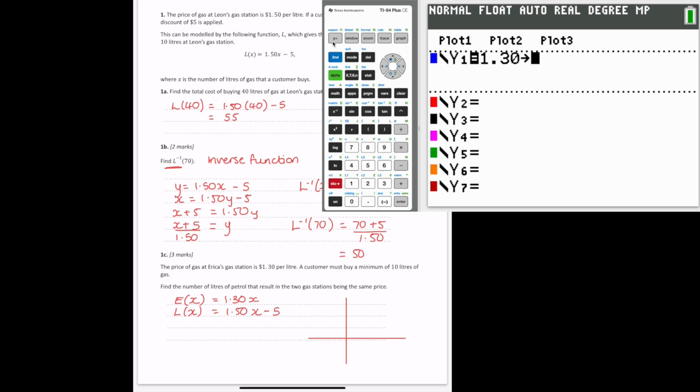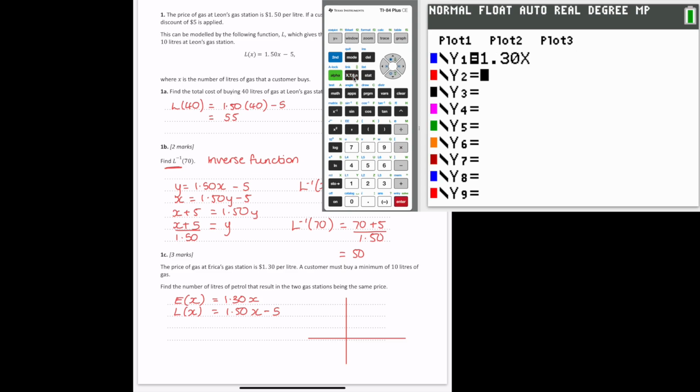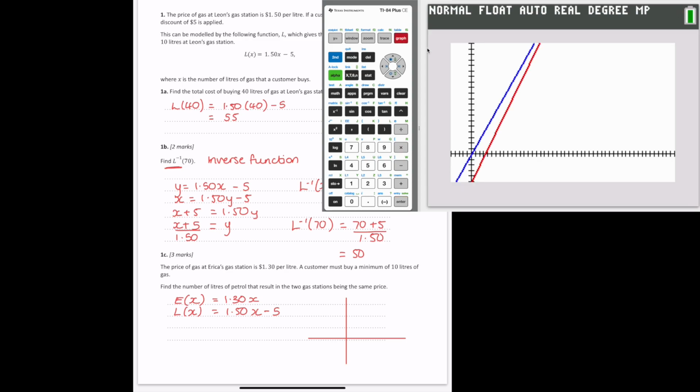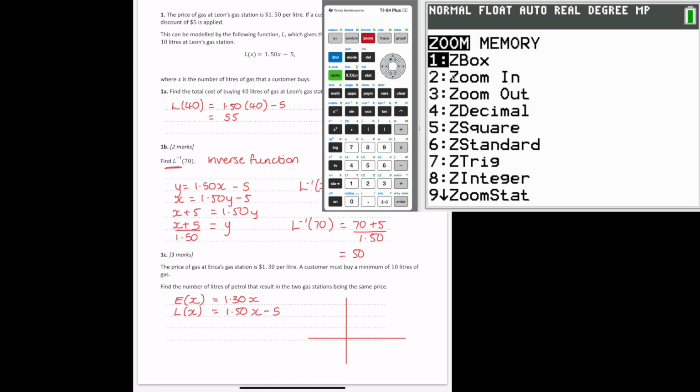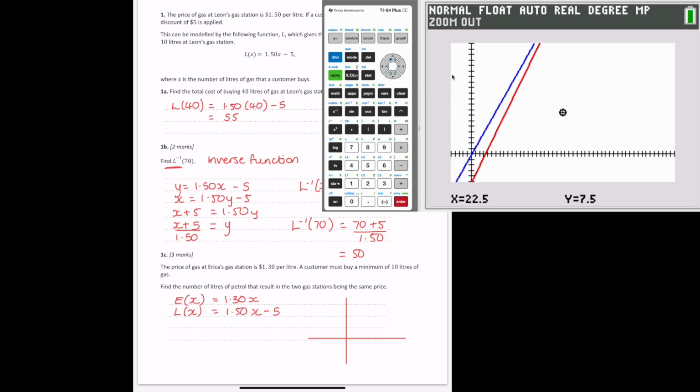So the first one is 1.30 of x. So 1.30 of, and then the x is this button here. And my second function is 1.50, and you could write these in either order, of x minus 5. And again, I've just used this button for x. And just pressing enter and then going to the graphing software. And you can see here there's a point up here where they're together. So I just need to either zoom out, so I can use the zoom function.